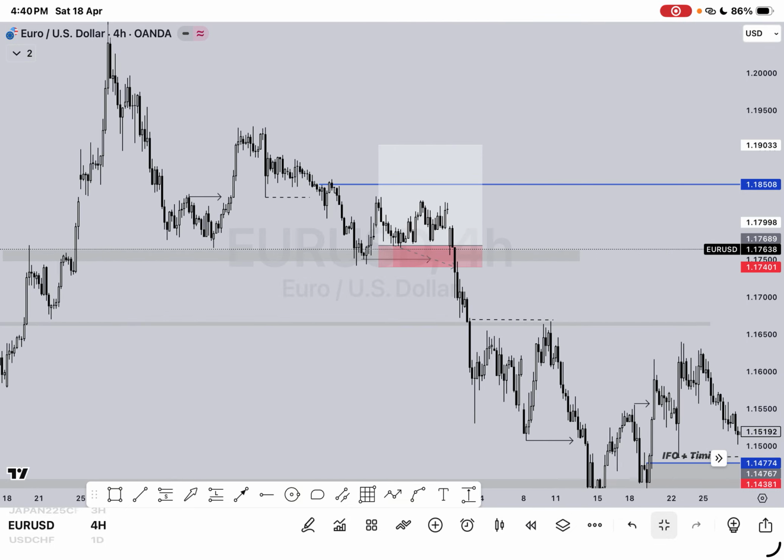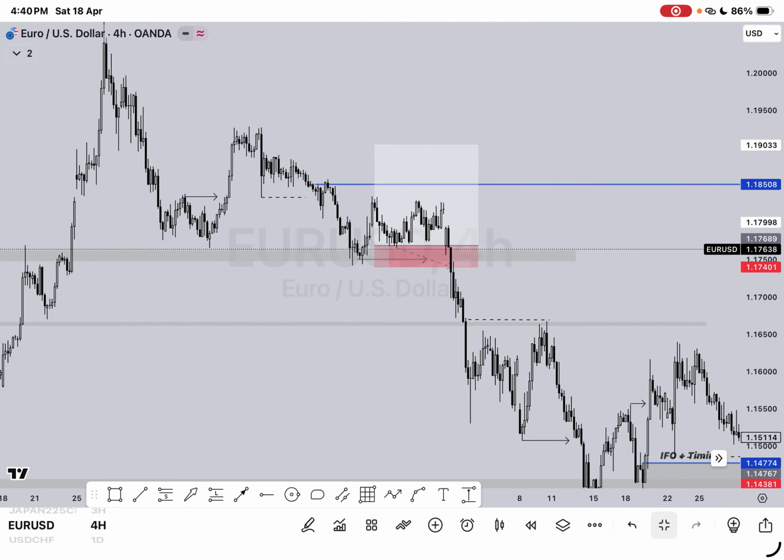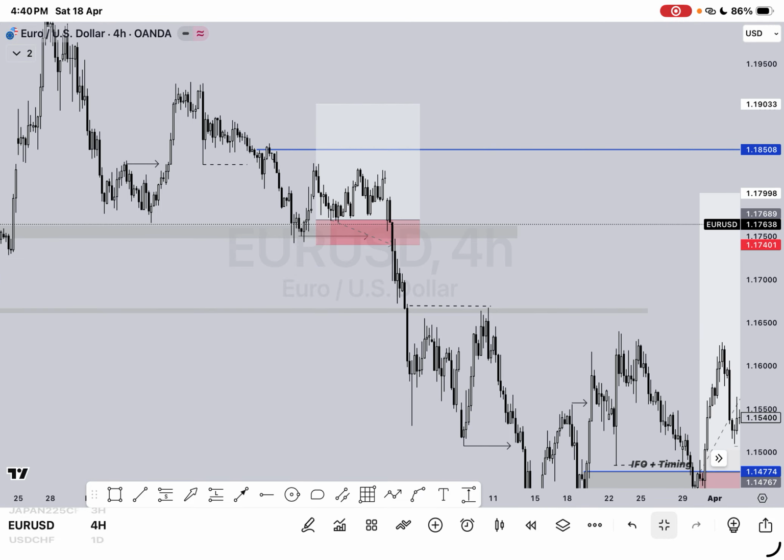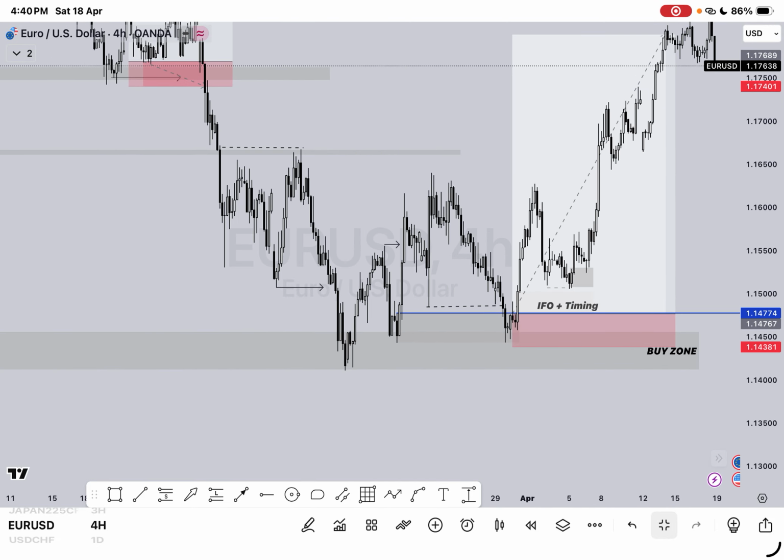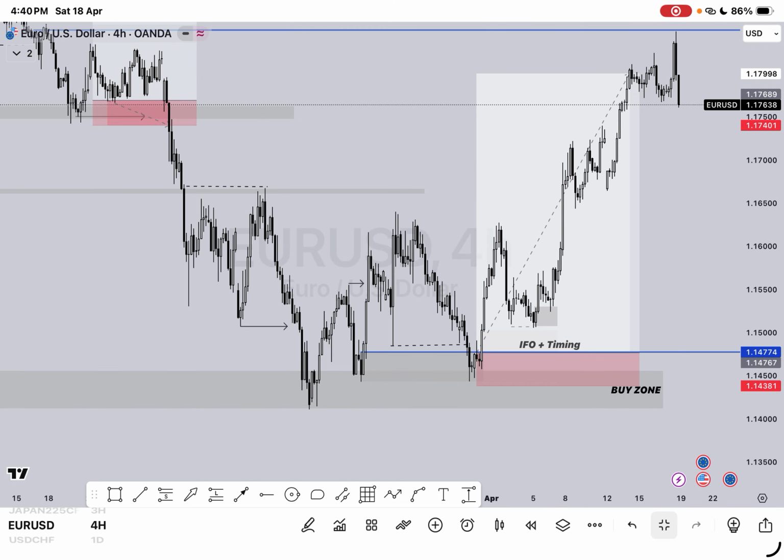I had a lot of SL hits on Euro USD, even on USD CHF and all. And I can tell you for a fact, it's only when this war was predicted to come to an end that this pair started working perfectly for me. And I know some of you also experienced this, right?